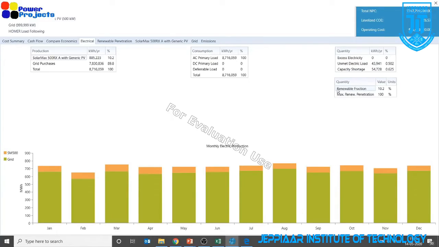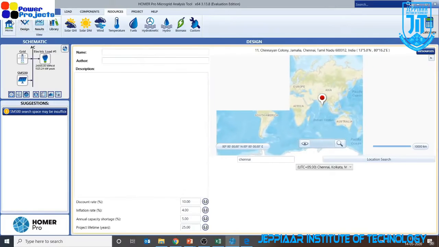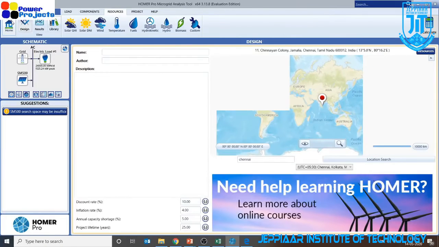So this gives you an approximate idea on what should be the approximate capacity of the solar which you need to put up, and whether it is with energy storage or without energy storage, etc. I believe that gives you at least a rough idea of how to calculate this.